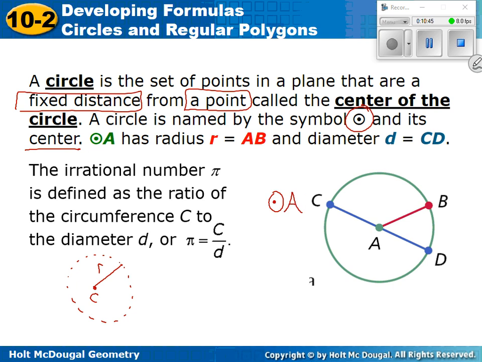Okay, so if you're naming a circle, you're going to name it with a little circle and a dot in the middle, and then pick the center. So this would be called circle C.